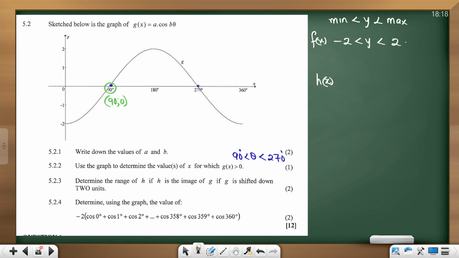Now, what did we say? h of x is f of x minus 2. That's how they can write it for you. Down how many units? 2 units. We just subtract 2 from those values, that's all. So you shift all the values down by 2.